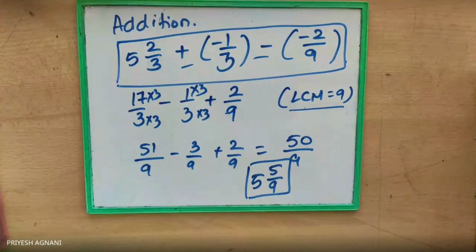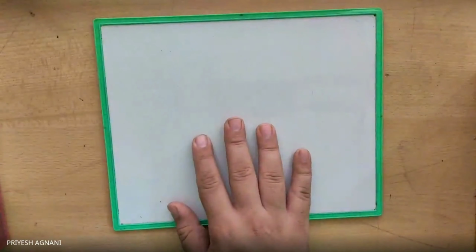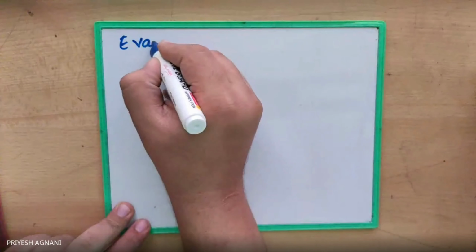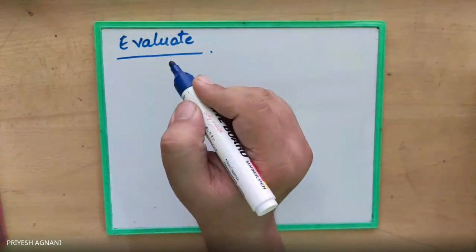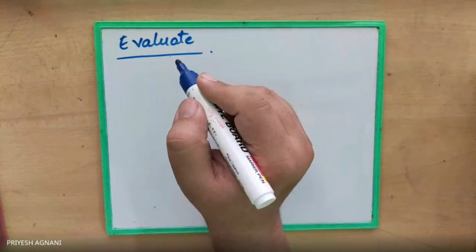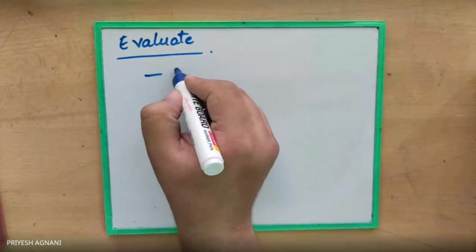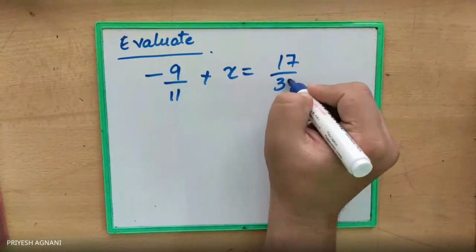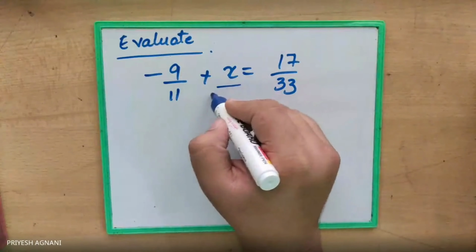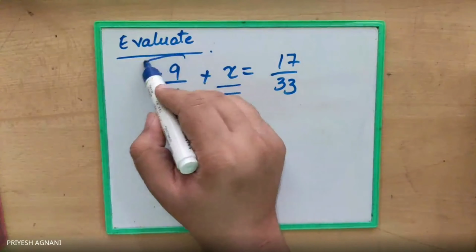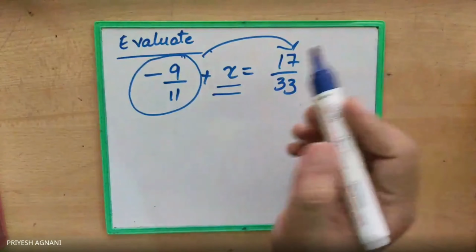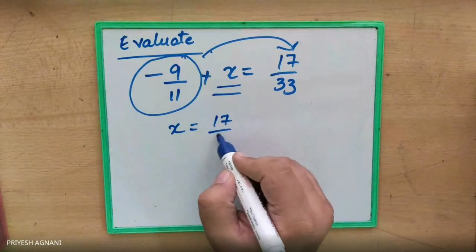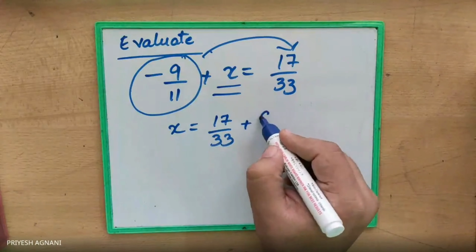So now let us come down to evaluate. How to evaluate? These questions can be asked. For example, in evaluate, there are a few questions like minus 9 upon 11 plus x gives you 17 upon 33. So what you are supposed to do for this, you have to find the value of x. Whenever you want to find the value of x, this number should be taken on the other side. So x is equal to 17 upon 33, negative becomes positive, 9 upon 11.